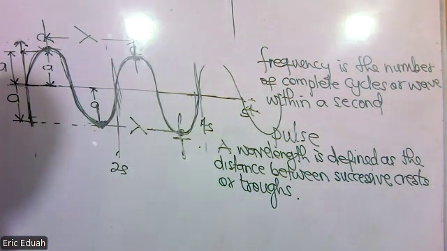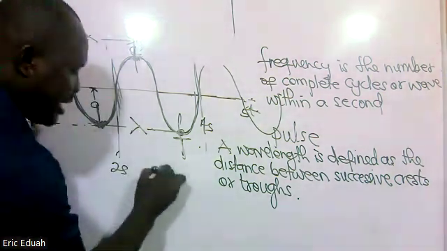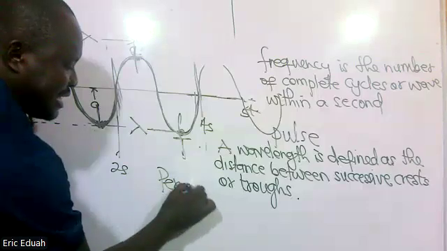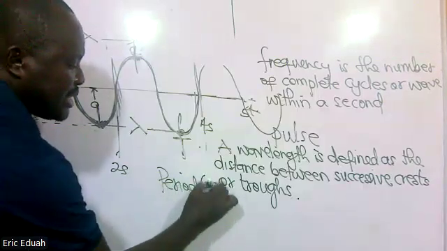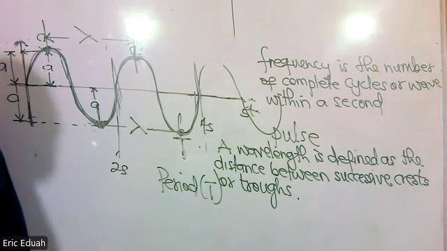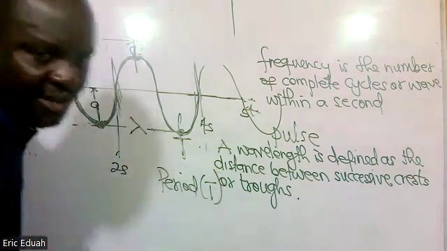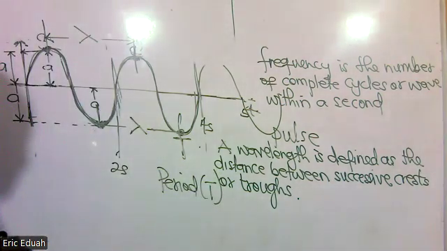All right, thank you. So, what is the unit of period? The period is represented as capital T, and it's a time. Period is a time for a complete wave. So its SI unit is also the second.